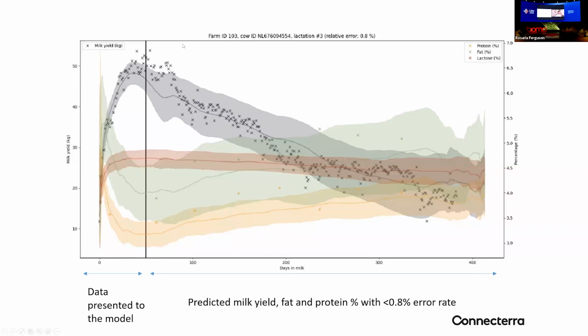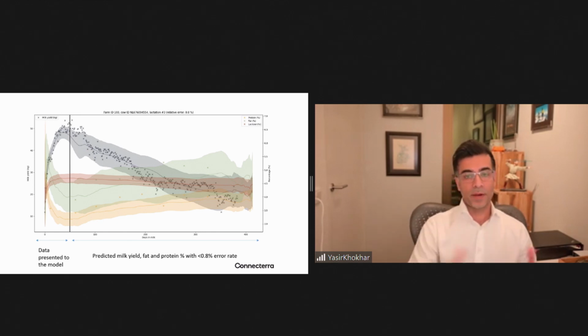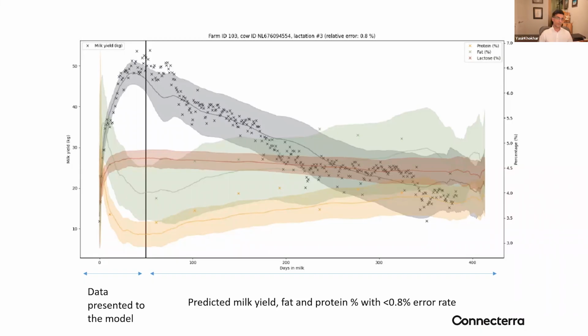And this gray line or gray area in the middle is the amount of milk that a cow is going to produce. And you can see that it peaks somewhere around 50 days, and then it begins to reduce. The daily milk yield begins to reduce. So we trained a machine learning model, and we gave it about the first 50 days of data. And this AI or machine learning model was able to predict the amount of milk this cow would produce for the next 350 days with an error rate of less than 1%. In fact, it was a 0.8% error rate.